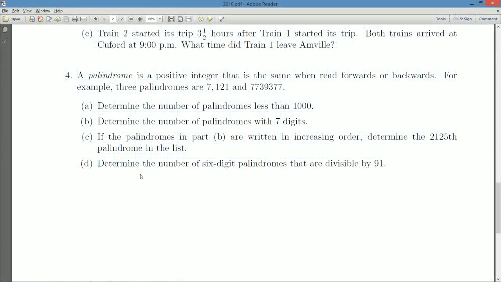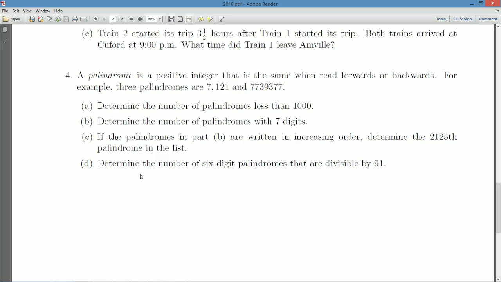Alright, so that was part C. Now D. Determine the number of 6-digit palindromes that are divisible by 91. Okay. So it's a little different. In C we were ordering, and that was tricky enough. I'd say C so far is the hardest part of this problem. D is back to determining a number, so it's going to be back to just counting and combinatorics a little bit.